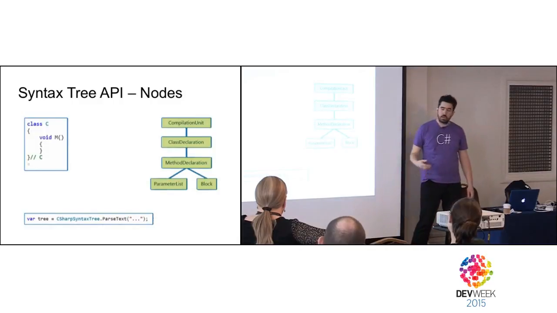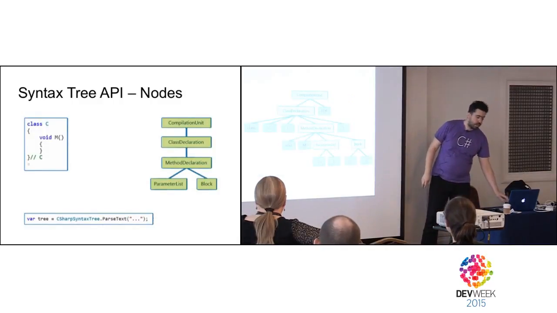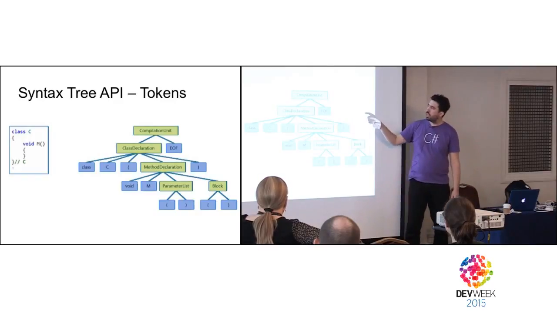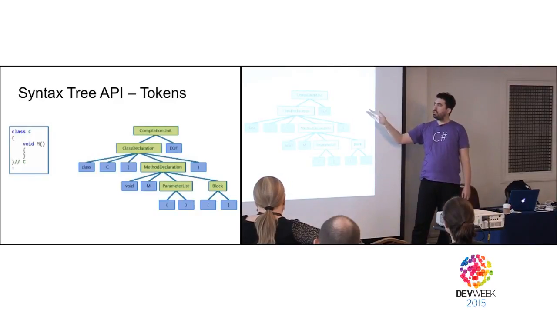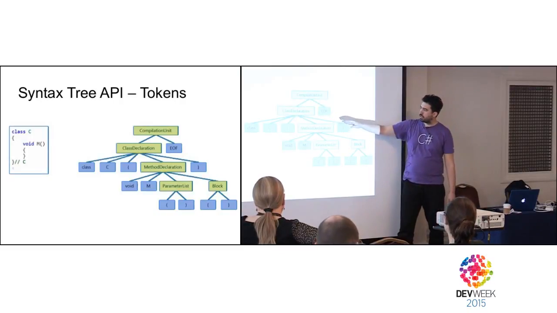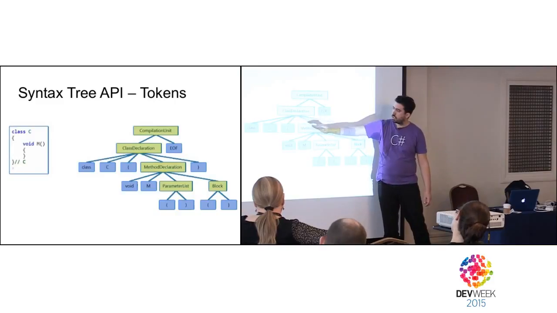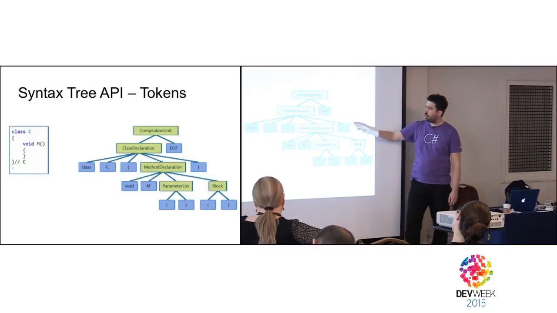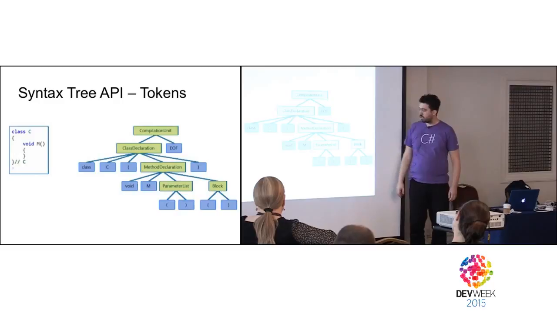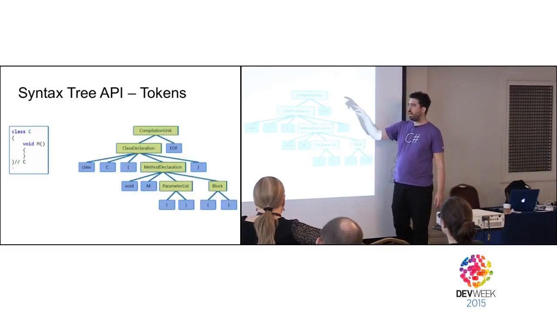OK, so these are nodes. They tell you the high-level structure of your code. But that's not enough. You cannot reconstruct that code from that tree. But if you go further along and you take a look at all the tokens, now you can see that you get end of file for the compilation unit. You get tokens like class. You get the class name. You get all the tokens from the code. But that's still not enough because you cannot reconstruct that file from this tree.